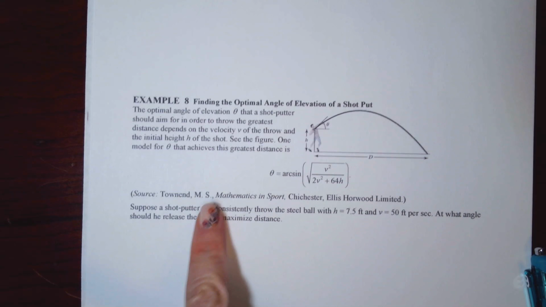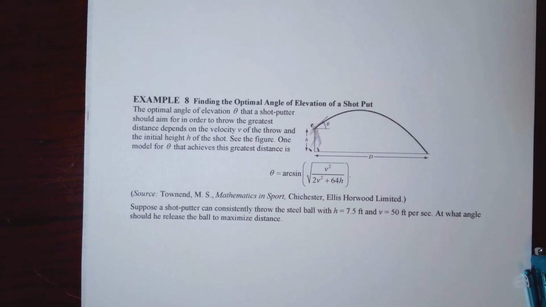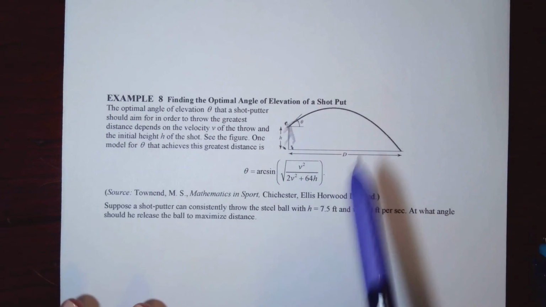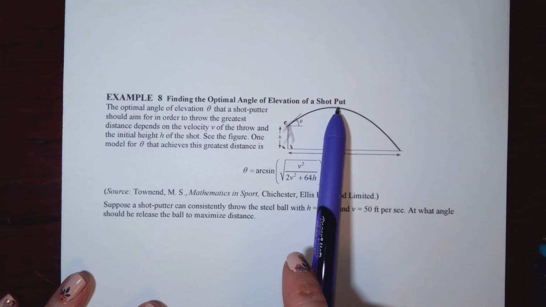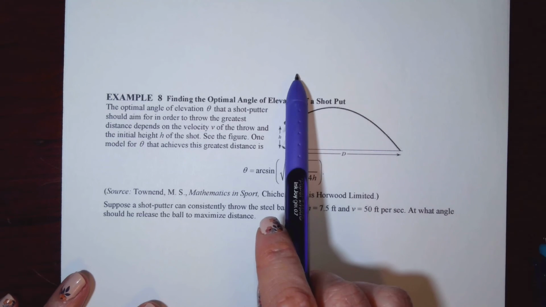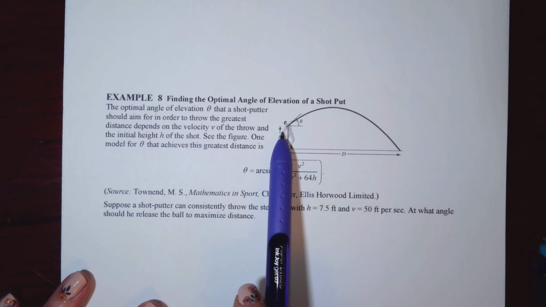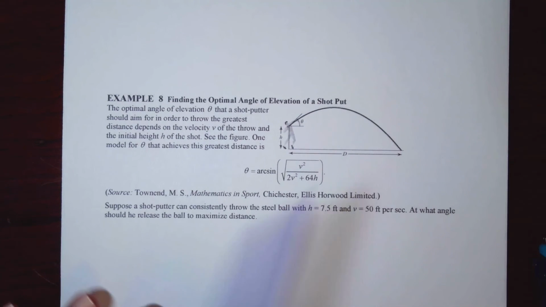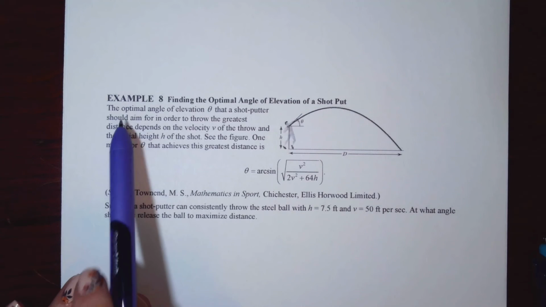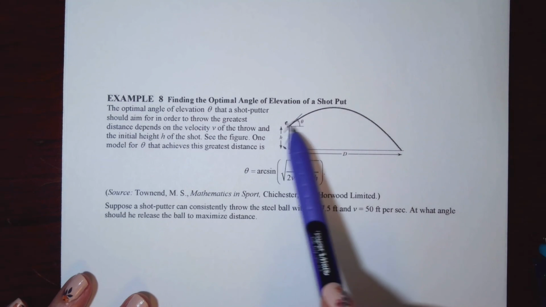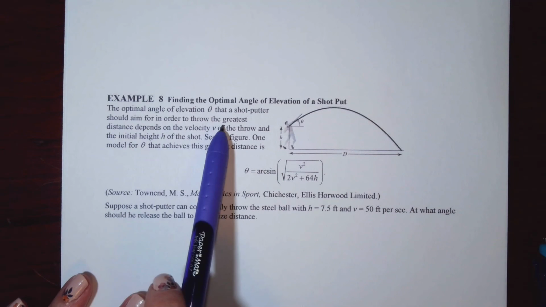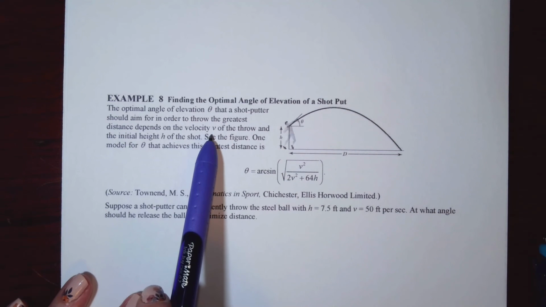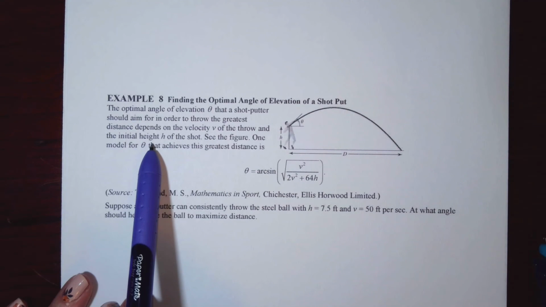And we're going to look down here at example 8. Finding the optimal angle of elevation in a shot put. So I don't know if any of you did track ever, but I did not. I did keep the books for the track team. And shot put, you don't want to go too straight up because then you don't get the distance that you want. You've got to find that perfect arc to get your throw to be as long as possible. That optimal angle of elevation theta from horizontal up. The optimal angle of elevation theta that you should aim for in order to throw the greatest distance depends on the velocity of the throw and the initial height of the shot.